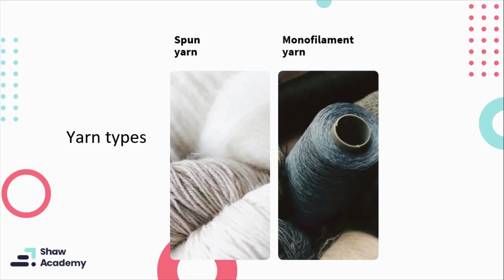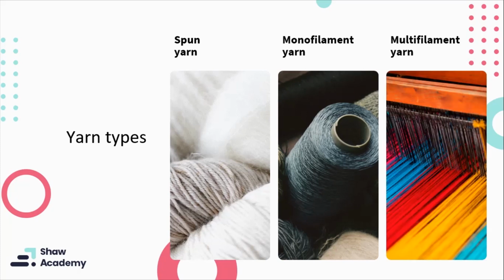Monofilament yarn uses only one filament fiber as a yarn. An example of this is spandex or metallic fiber. Multifilament yarn only uses filament fibers. There are two types of multifilament yarns: textured filament yarns like tweed or slubbed yarn, and the other type of multifilament yarn is smooth filament yarns that create lustrous and shiny yarns.